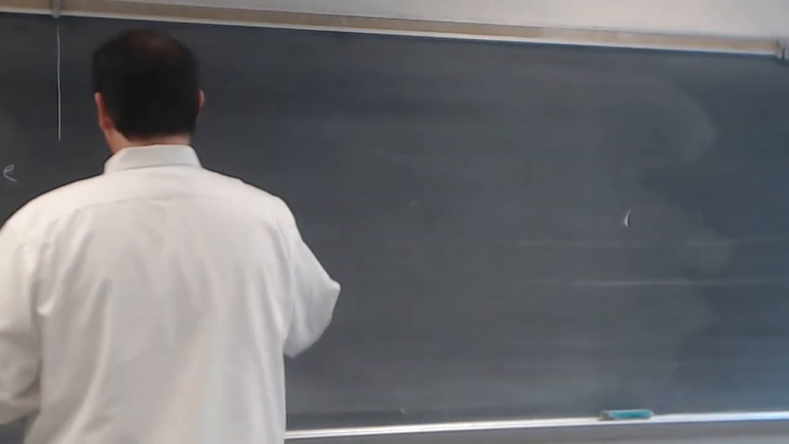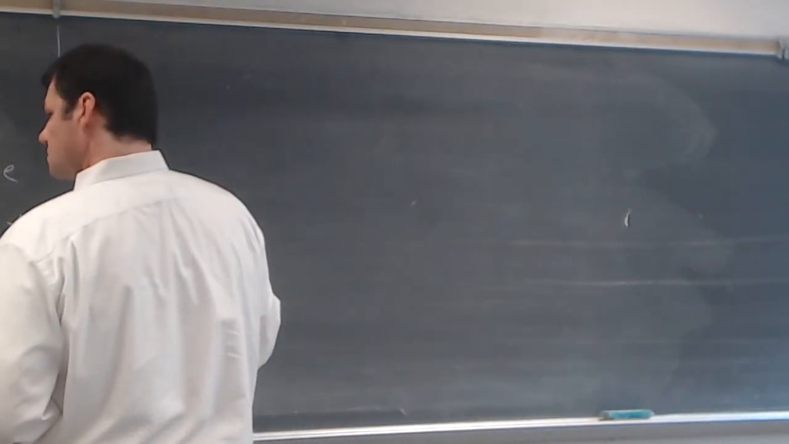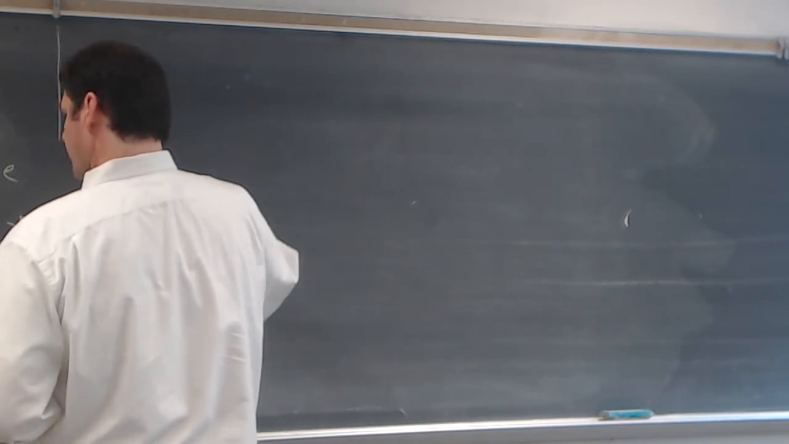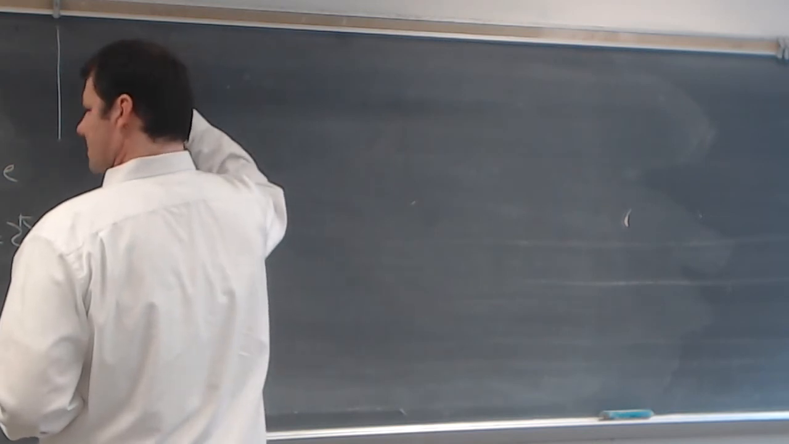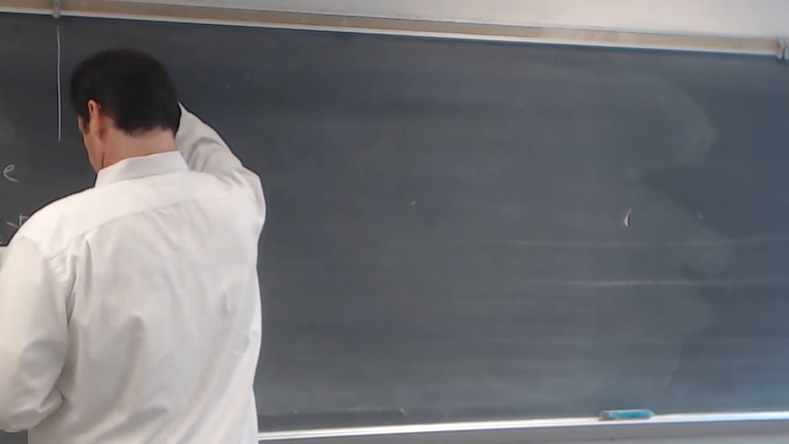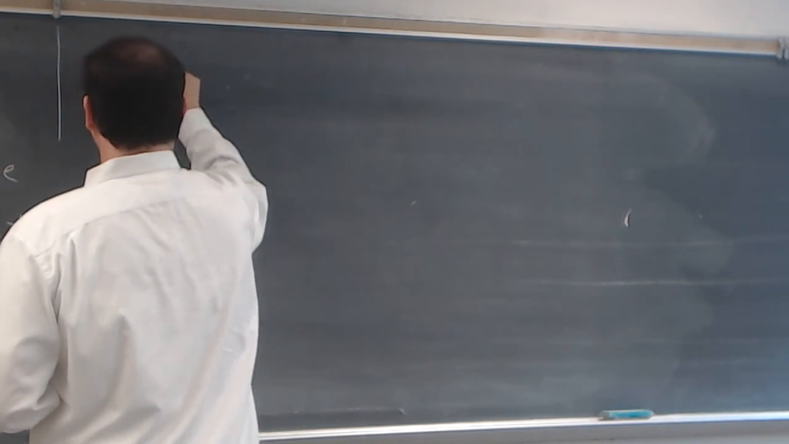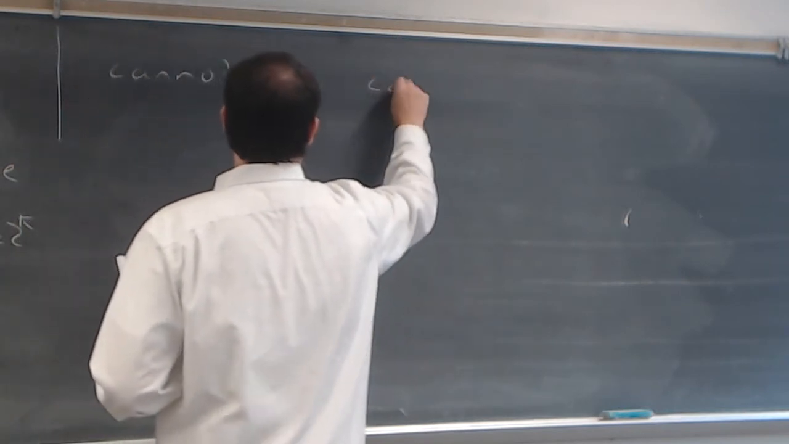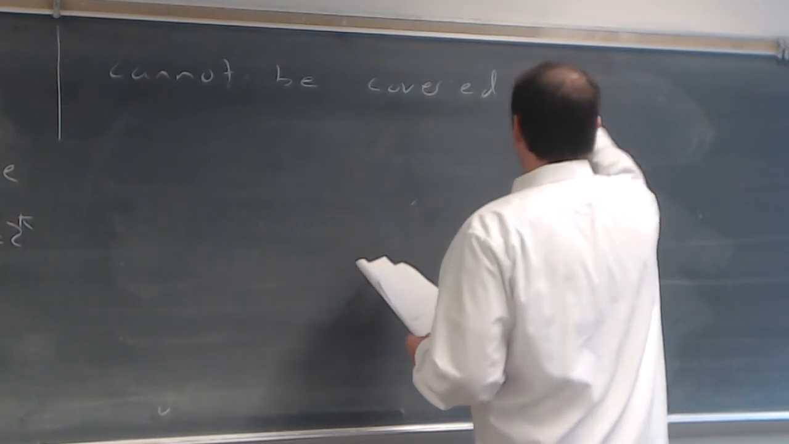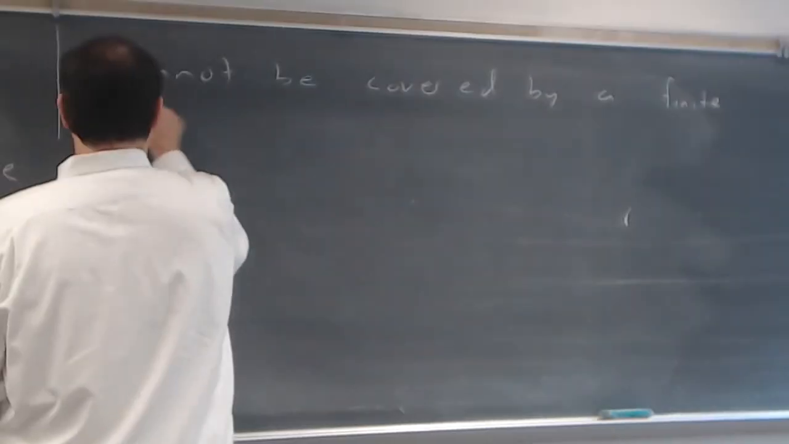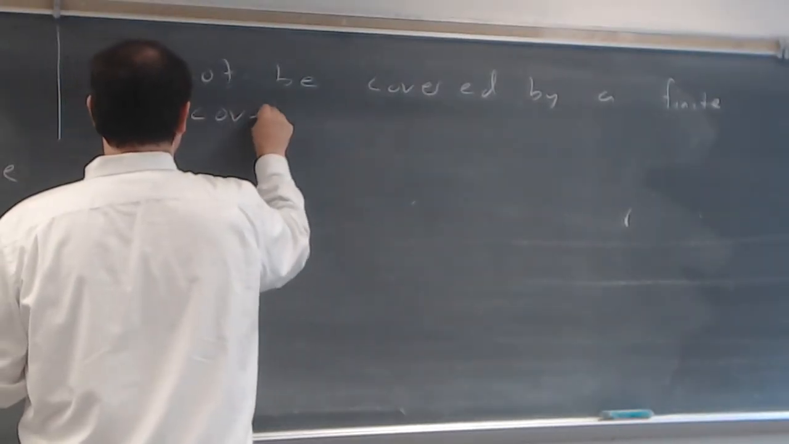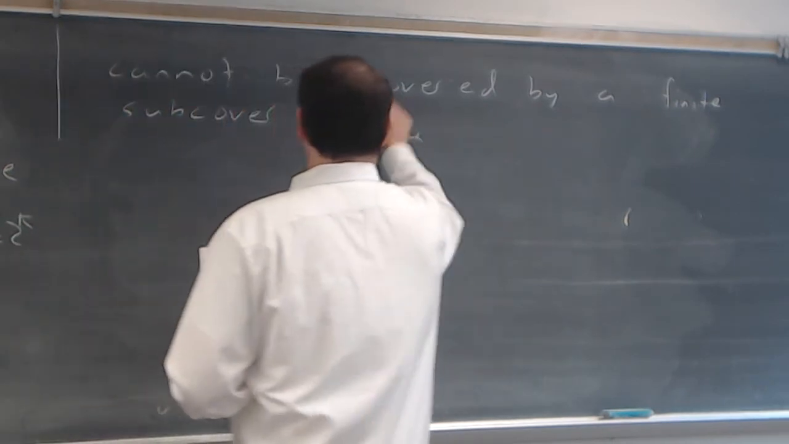And I'm going to just continue on here, so for I sub 1, I sub 1 is not compact, if you will, so it cannot be covered by a finite subcovering of the G sub alphas that we're working with.